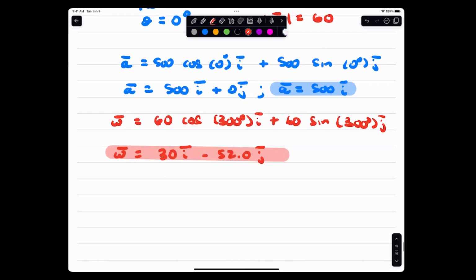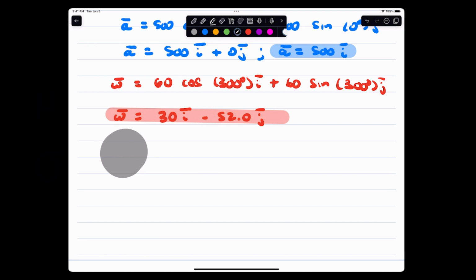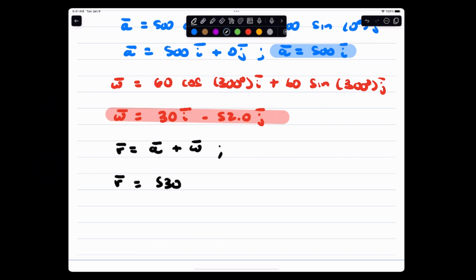So I want you guys to understand that we found the A vector, we found the W vector, and now what do we need? The resultant vector. What's the resultant vector? What's the definition? Yes, vector addition, A plus what? W. So your resultant vector, ladies and gentlemen, I don't even have to use the calculator. It's very simple. Isn't it 530i minus what? 52j?